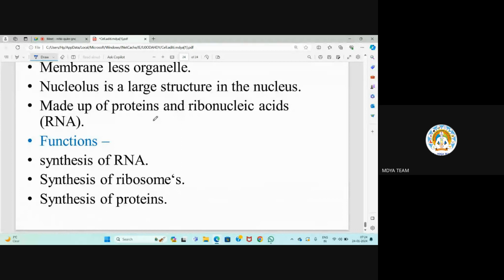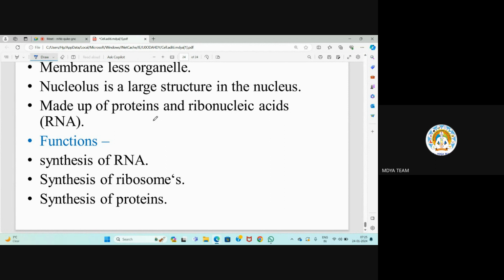Anyone please? What are ribosomes? Are you listening to the terminology for the first time? Ribosomes are small granules, molecules. They play a key role in protein synthesis. This is the protein factory. So this nucleolus also synthesizes ribosomes, and the synthesis of proteins. So these are the main functions of the nucleolus.